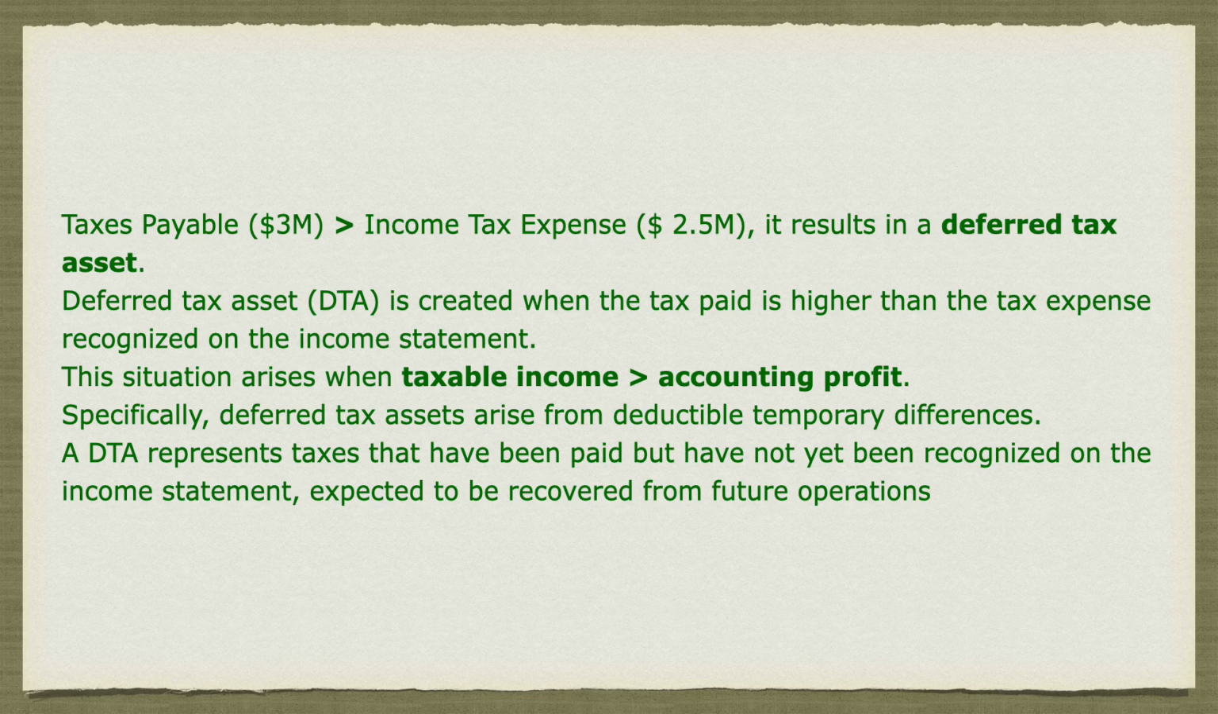Deferred tax asset, DTA, is created when the tax paid is higher than the tax expense recognized on the income statement. This situation arises when taxable income is greater than accounting profit. Specifically, deferred tax assets arise from deductible temporary differences. A DTA represents taxes that have been paid but have not yet been recognized on the income statement, expected to be recovered from future operations.